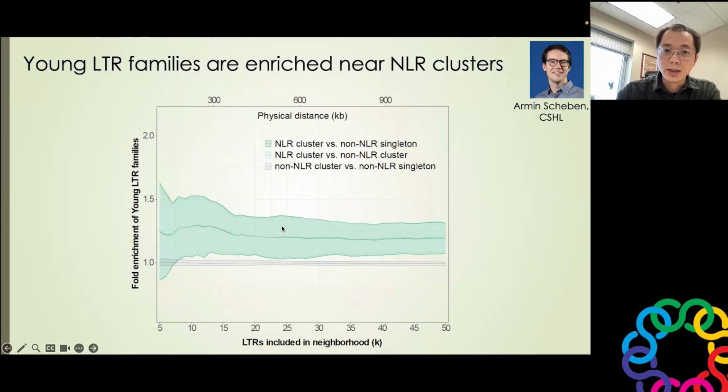And they're not enriched in the non-NLR gene clusters. Like other gene clusters, they don't have such enrichment. So which means the fast evolution of NLR clusters may correlate with, is already correlated with the fast amplification of LTRs, but we don't know which one is driving which. It can be NLR driving LTR or LTR driving NLR, but we haven't dug further.